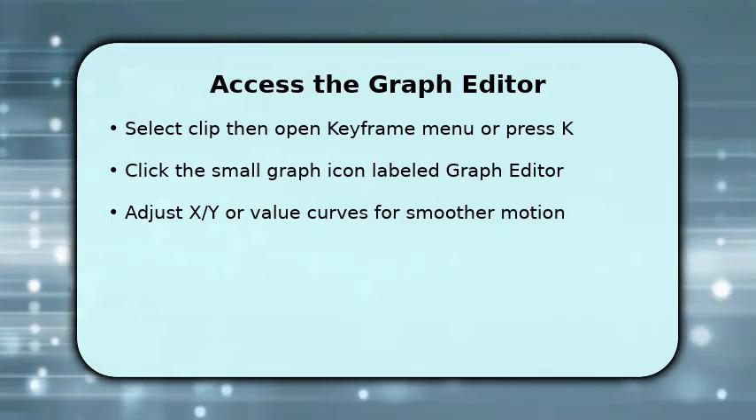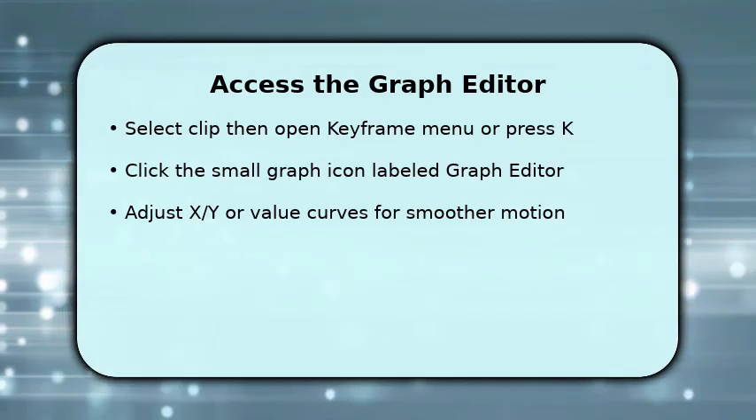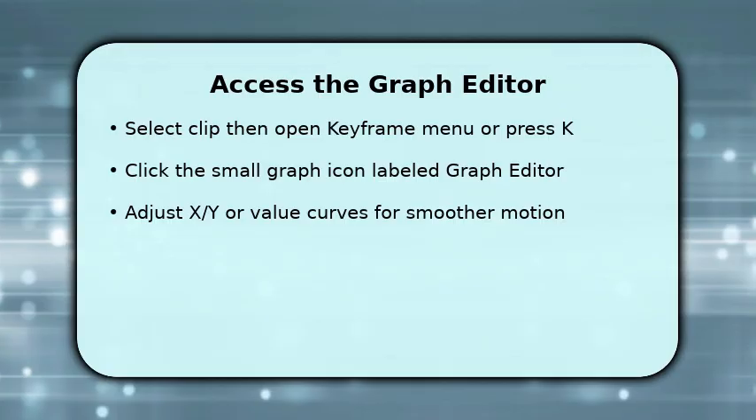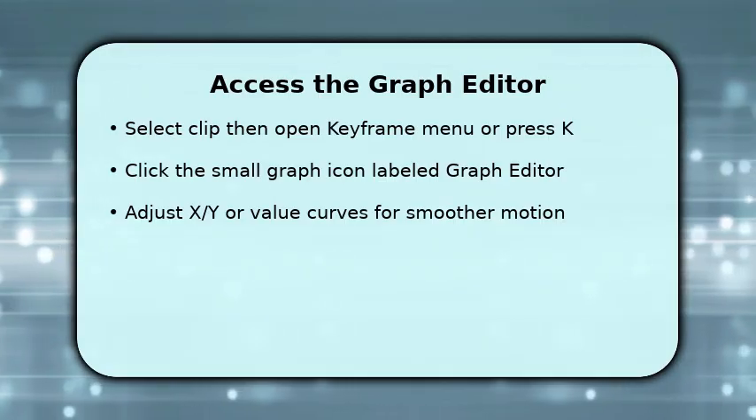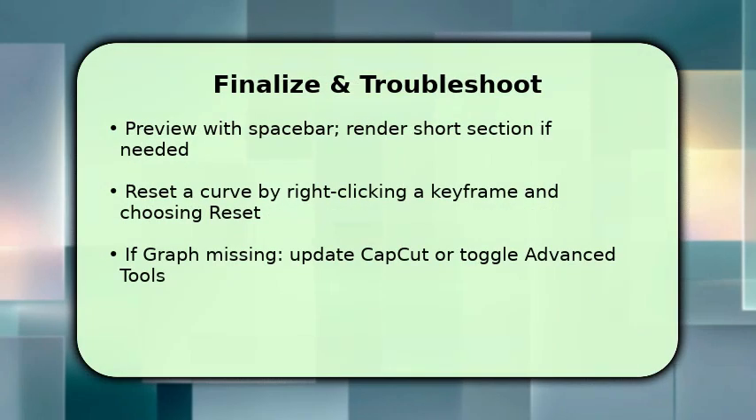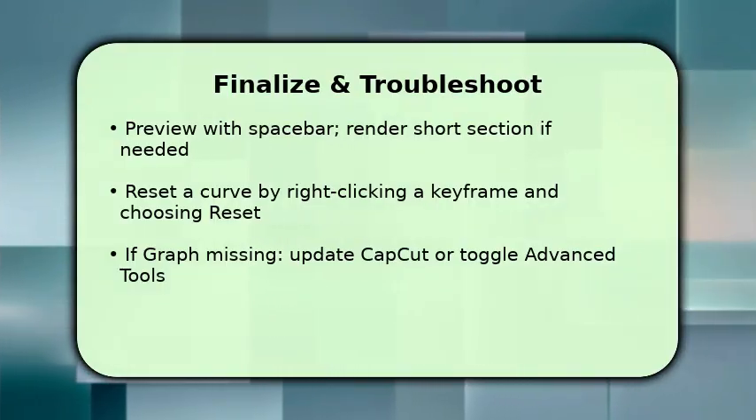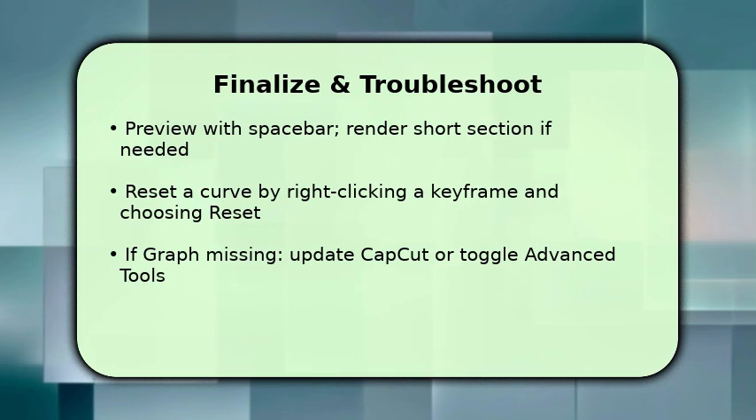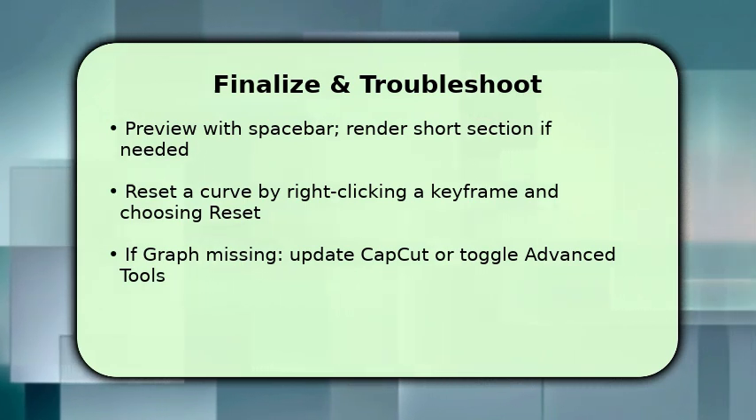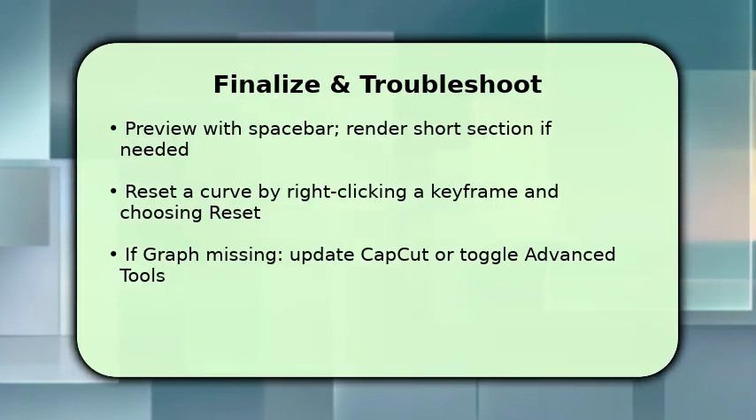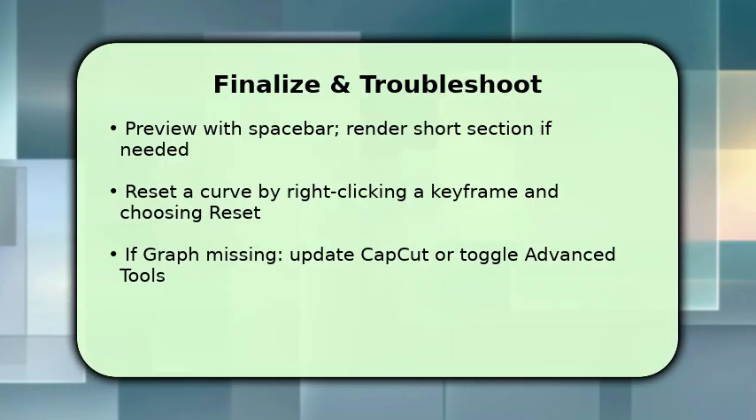Use the handles to smooth or sharpen motion, drag points to adjust timing. This is where precise easing and velocity changes are visualized and edited efficiently. To finish, preview your change with the spacebar and scrub the timeline to confirm the motion feels natural. Render a short section if playback stutters. If something looks off, right-click a keyframe to reset or delete it, then tweak handles again for cleaner easing.